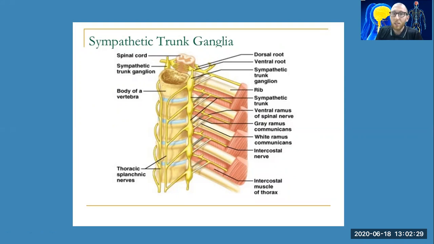A key thing to note is that in order to get from the rami of a level of the spinal cord to the sympathetic trunk, you've got to cross over something called the ramus communicans or rami communicans. There's a gray one and a white one. The gray one is more medial and the white one is more lateral. So 2 of them here of the communicans.